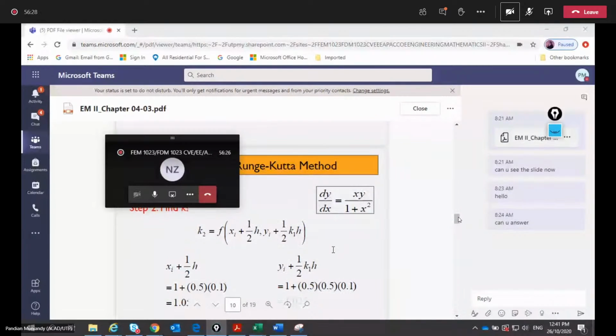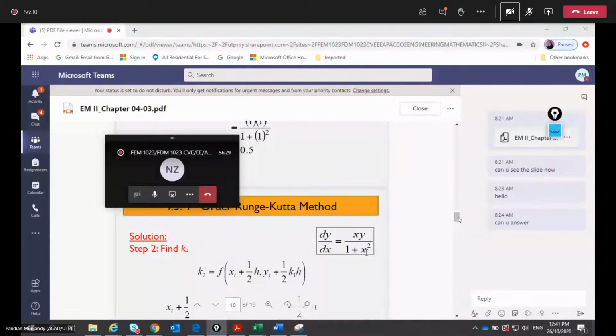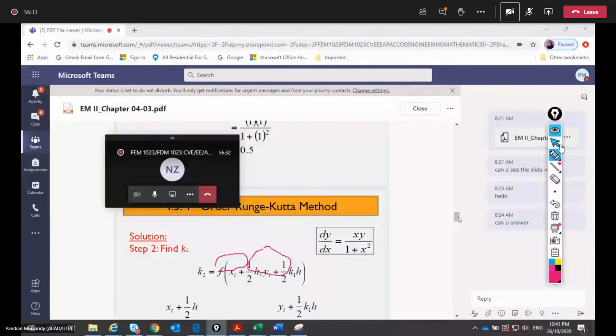So they show you, this is your dy/dx. This is your f(x,y). Please remember, this is your f(x,y). This one you cannot change. Keep on writing f(x,y). So your K2, this is the formula. You must calculate xi plus h/2 first, and then yi plus K1 h/2 next. That is the problem now. But you can use your calculator. You can calculate very fast.